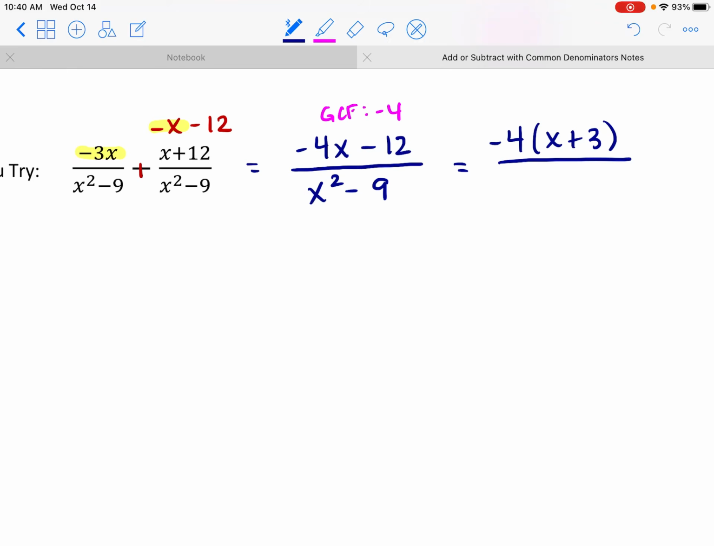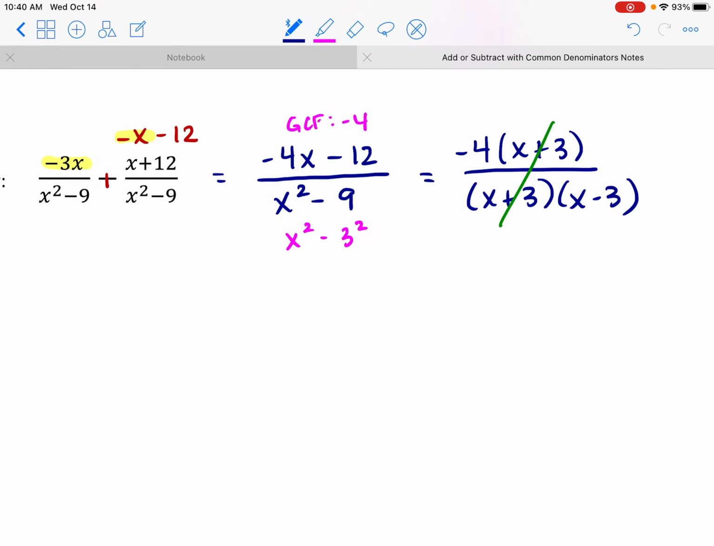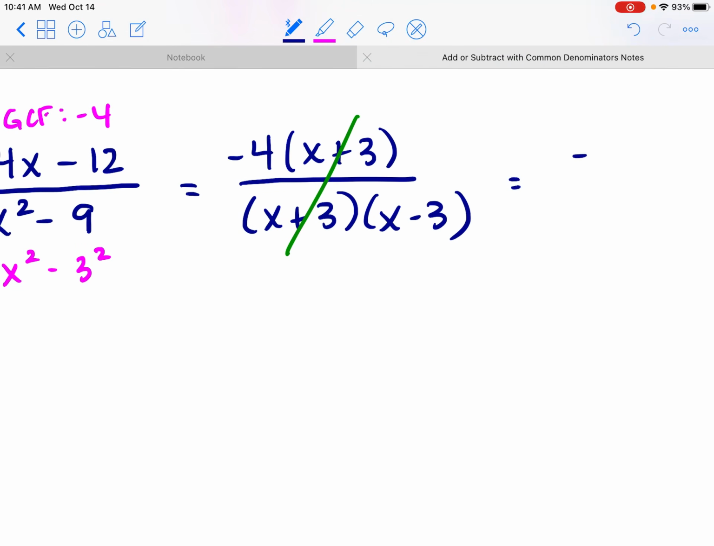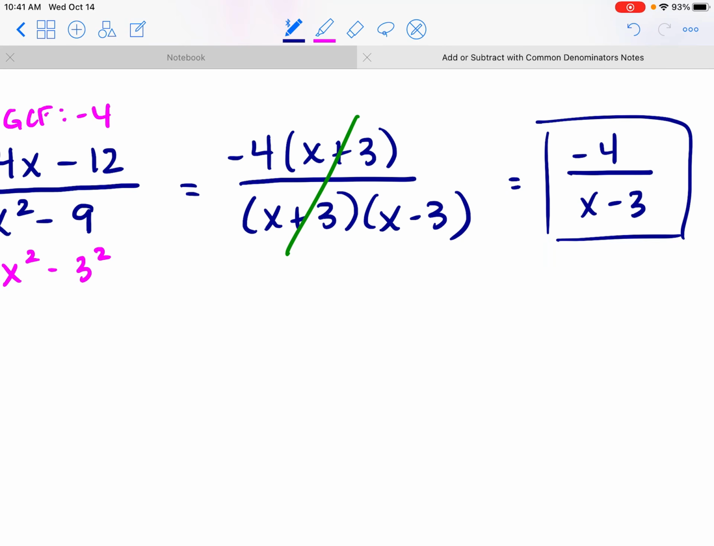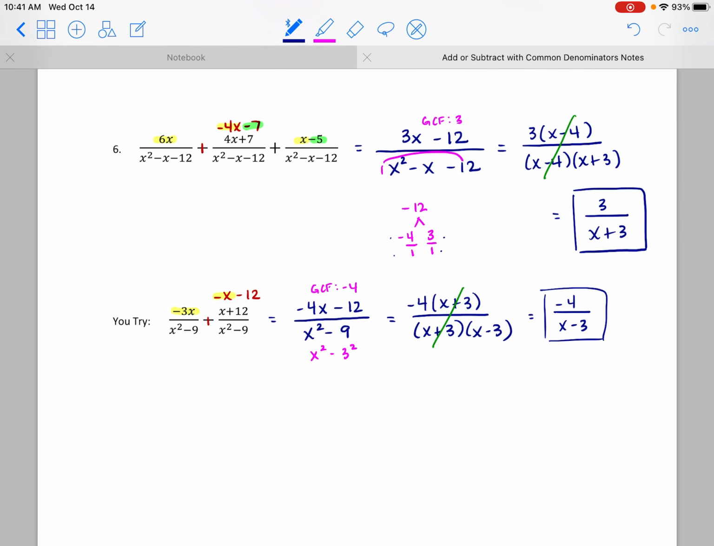And then in the denominator, again, a difference of squares. This is the result of x squared and 3 squared. So it's going to factor into the conjugates, x plus 3 and x minus 3, and now our numerator and denominator have an x plus 3 in common. So we reduce that common binomial out, and that leaves us a negative 4 over an x minus 3. Nothing left in common, nothing left to factor, which means negative 4 over x minus 3 is our final answer.